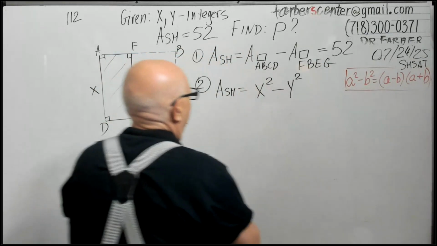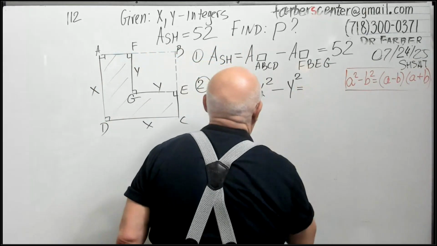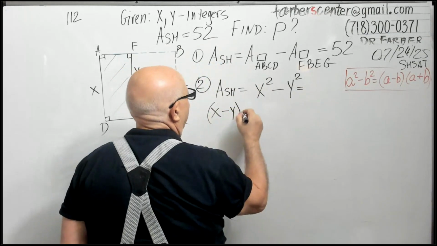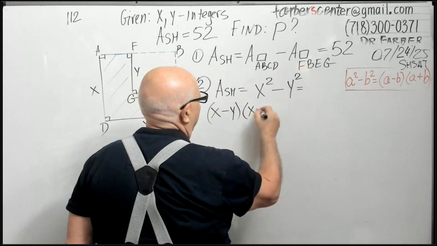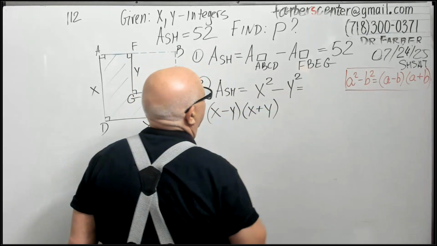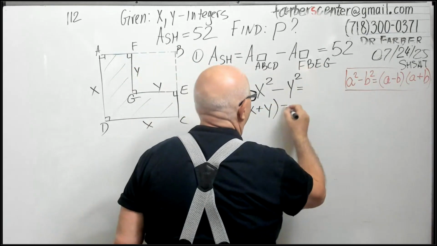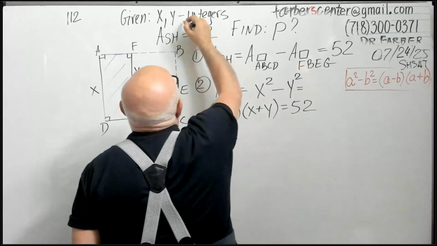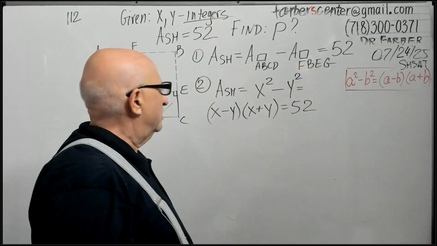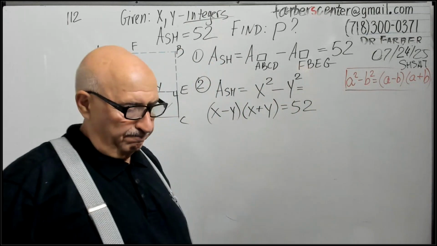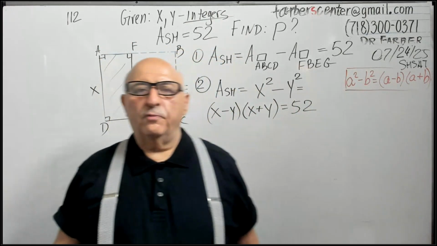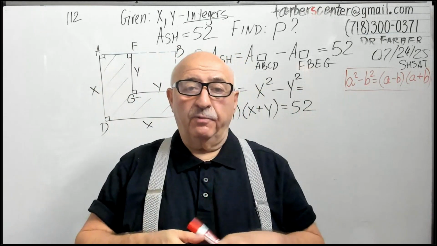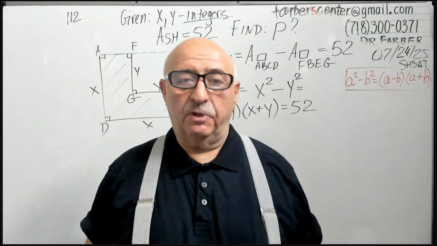It's the same as x minus y times x plus y, and this equals 52. Keep in mind the integers. Usually when you have two unknowns, you have to have two equations. But we study with you Diophantine equations.